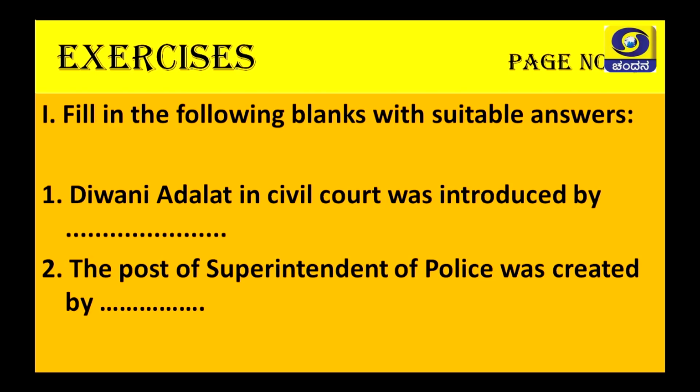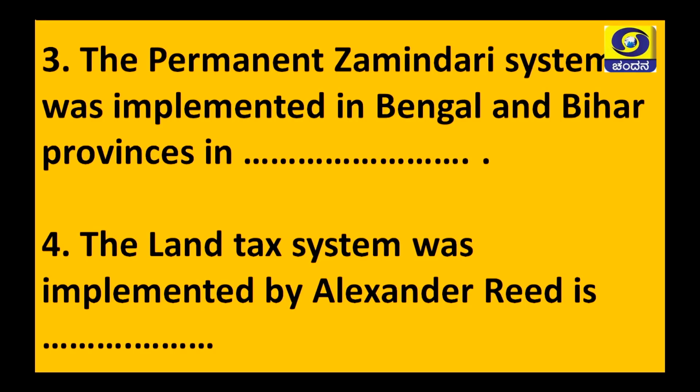The first question: Diwani Adalat, the civil court, was introduced by Warren Hastings. Second question: the post of Superintendent of Police was created by Lord Cornwallis. The third, fill in the blank: the Permanent Zamindari system was implemented in the provinces of Bengal and Bihar in 1793.